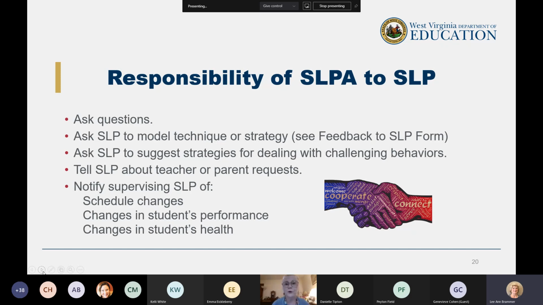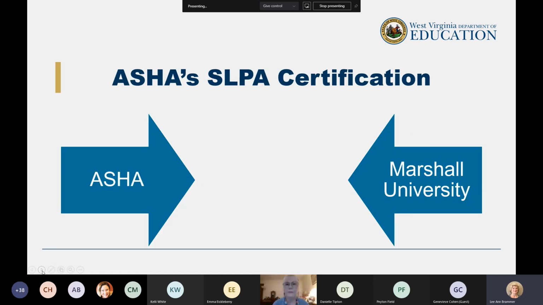You might ask your supervisor to suggest strategies for challenging behaviors, because they may not see that, because they're not seeing all your students all the time. And notify the SLP of changes in the student's performance, because sometimes something happens at home, or they get tired of something, or something's happened in their life, and so you need to notify the SLP of those things as well. Keep them informed. That's your job. That's your role as the assistant.